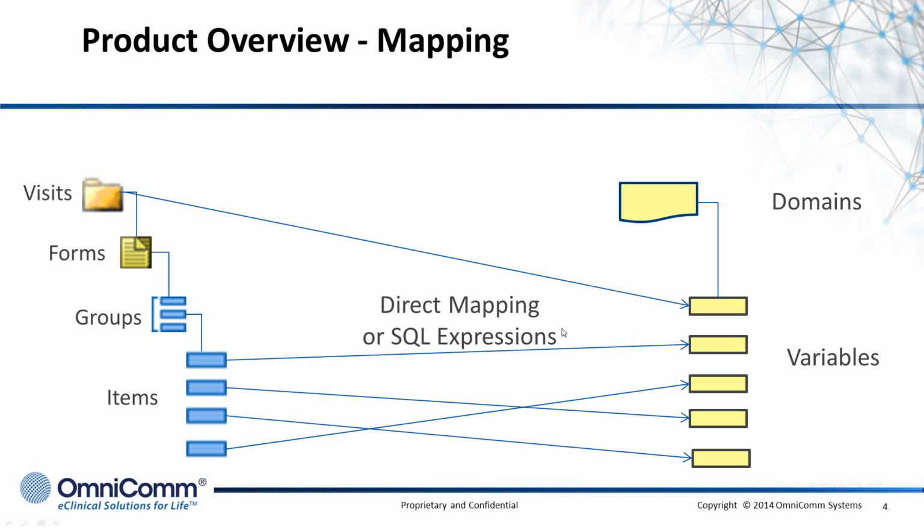Sometimes you might need a SQL expression, like the units aren't right, and so you've got to do some inline unit and measure conversion. Sometimes you have to concatenate variables together, so the unique subject ID is typically trial number hyphen site number hyphen subject number. So you've got to do a little bit of computation in doing that mapping.